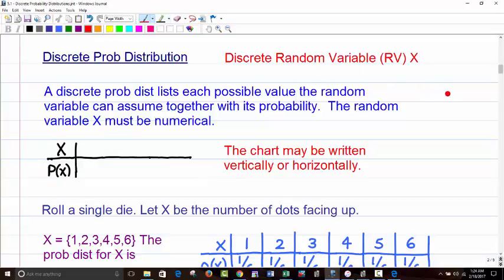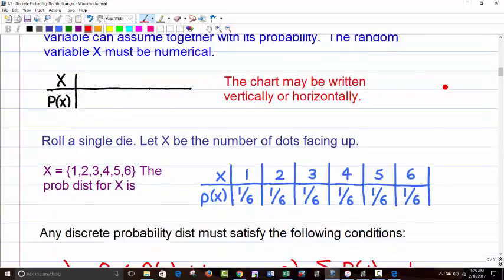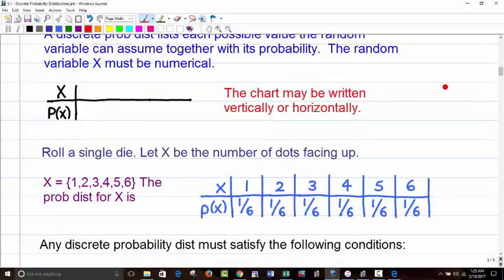Let's start with a couple of basic examples here. I'll start with one for sure. Let's say you roll a single six-sided die, your standard die cube. Okay. And let x be the number of dots facing up.